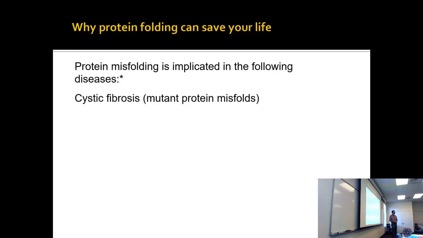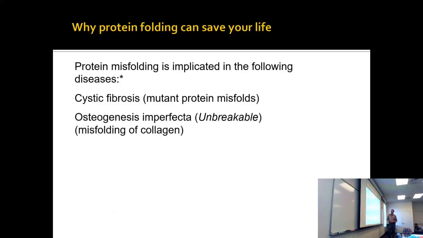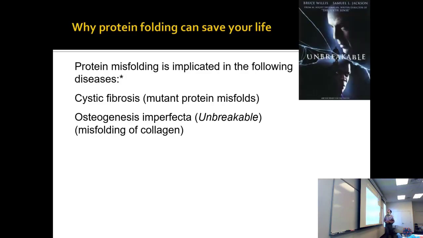Cystic fibrosis technically is a misfolding disease. It doesn't form amyloids, but a mutant protein misfolds, and you can try to solve it by studying how the misfolding happens. If you've ever seen Unbreakable, Samuel L. Jackson has osteogenesis imperfecta, which is misfolding of collagen. That goes along with the foundations problem that we have. And therefore, if he just falls down, his bones will break because he has brittle bones.